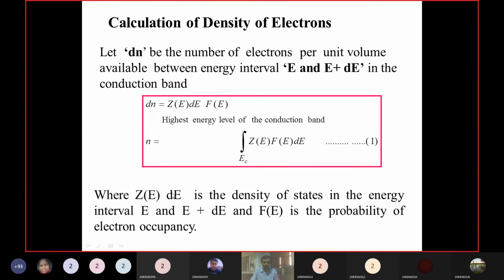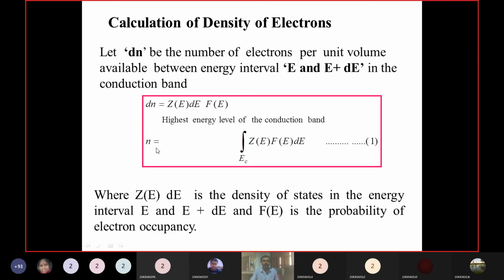Z(E) dE is the density of states, and F(E) is the probability of finding the particle. If you multiply both, we get the number of electrons in the energy interval E to E plus dE. How many electrons will be there in this interval? dn electrons. How to calculate dn? Z(E) dE into F(E).